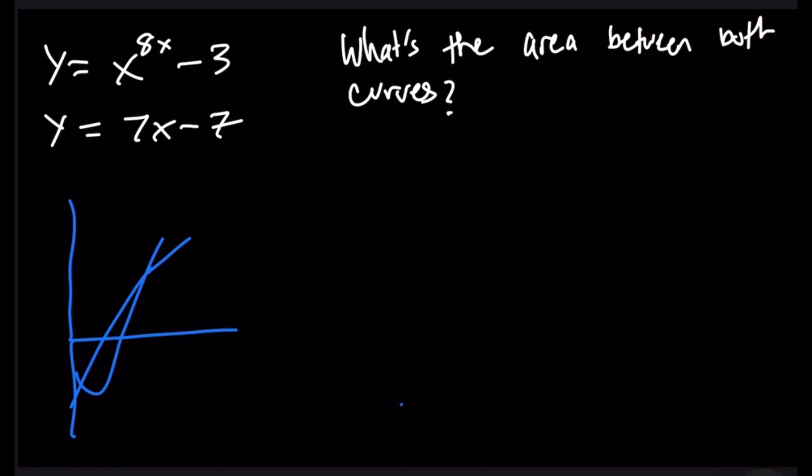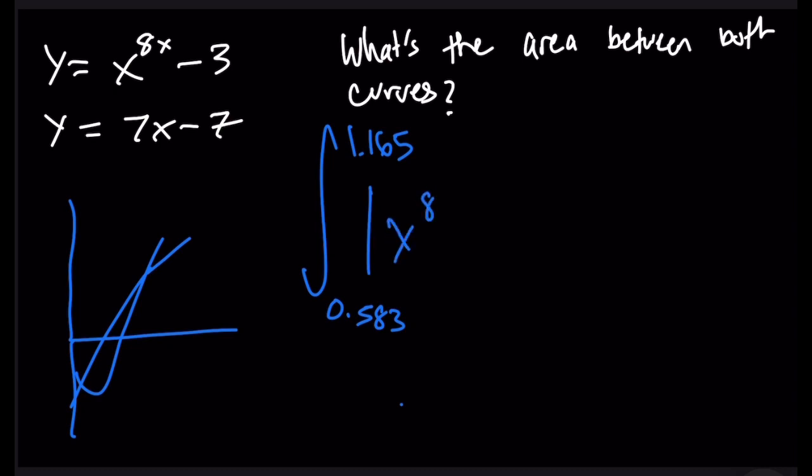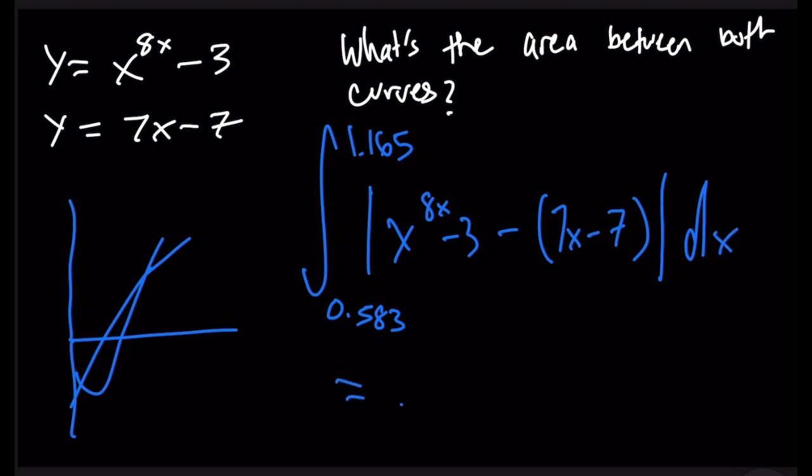So this will be the integral from where they intersect. So we just set the equations equal and we get they intersect at 0.583, and they also intersect at 1.165. And we're going to have the absolute value of x to the 8x minus 3 minus 7x minus 7 dx. And this turns out to be about 0.739. And that is the answer.